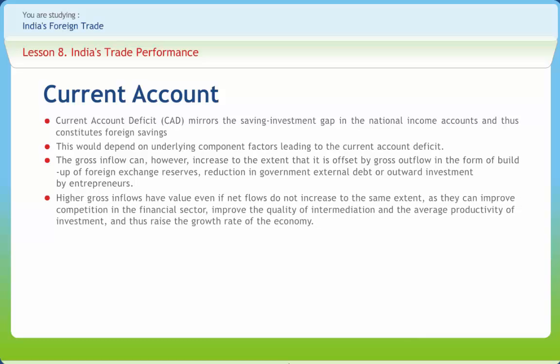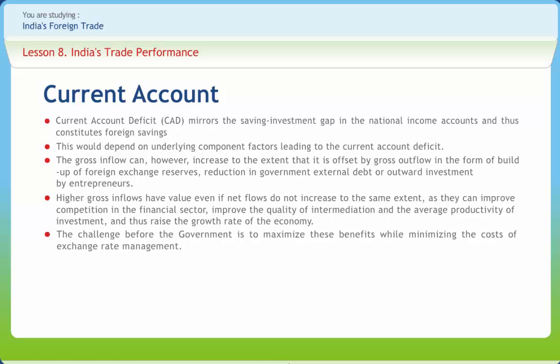Higher gross inflows have value even if net flows do not increase to the same extent, as they can improve competition in the financial sector, improve the quality of intermediation, and the average productivity of investment, and thus raise the growth rate of the economy. The challenge before government is to maximize these benefits while minimizing the cost of exchange rate management.